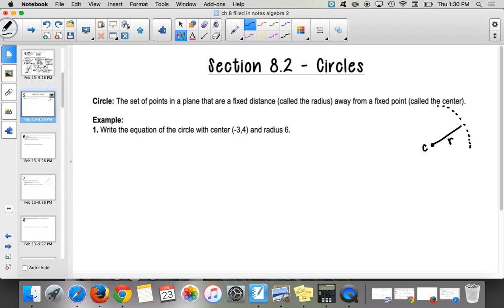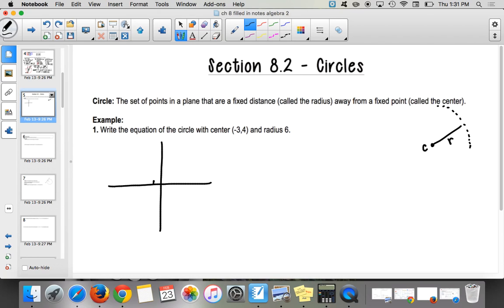So number 1 says, write the equation of the circle with center at -3, 4 and radius of 6. Okay, this is going to be kind of weird how I do this, and then I'm going to show you a formula that will work for all of these circles. So don't do it like this on your homework because I'm going to show you a way to do this, but it's not very hard. So let's look at this.